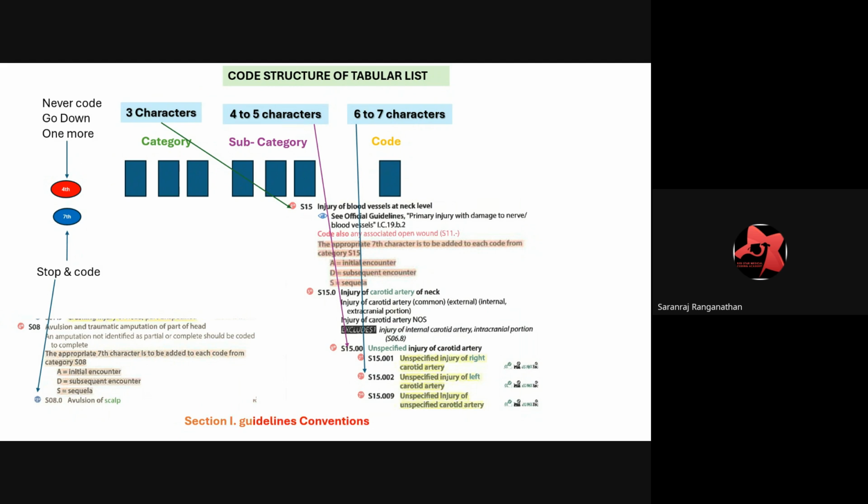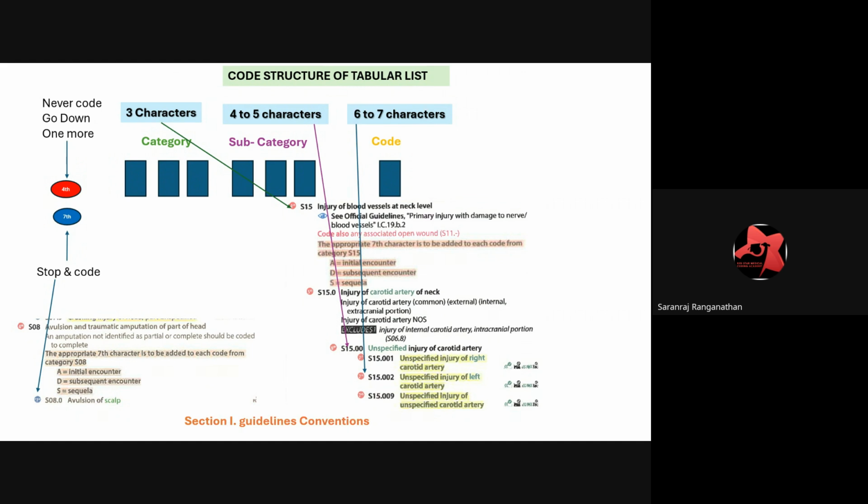Same way, on the left side, I have given one picture. If you see something ending with the 7th character directly, in between we need to use placeholders. We'll be discussing that in the upcoming slides. So the first 3 characters are 'S08'. In the middle we have to use the placeholders. Then the last character is going to be the 7th character we are supposed to use. Even the 7th character will be indicated in the same subsection itself, where you can see A for initial, D for subsequent, and S for sequela. Like that you will see in the tabular list for the category, subcategory, and for the last specificity of the codes. That is how the structure works in the tabular list.